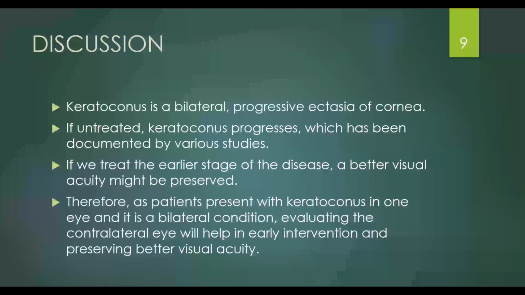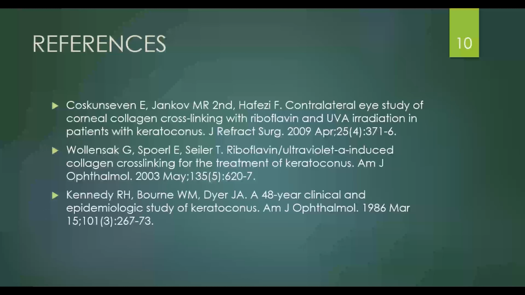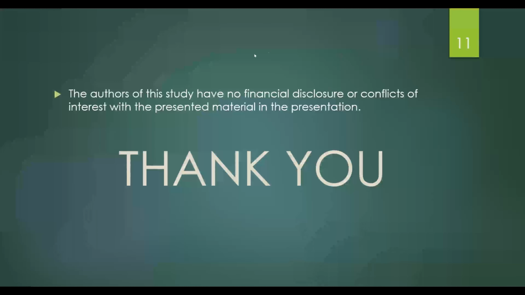Going to the discussion, keratoconus is a bilateral progressive ectasia of the cornea. If untreated, keratoconus progresses, which has been documented by various studies. If we treat the earliest stage of the disease, better visual acuity might be preserved. Therefore, as patients present with keratoconus in one eye and it is a bilateral condition, evaluating the contralateral eye will help in early intervention, preserving better visual acuity. These are my references. Shall I stop sharing?